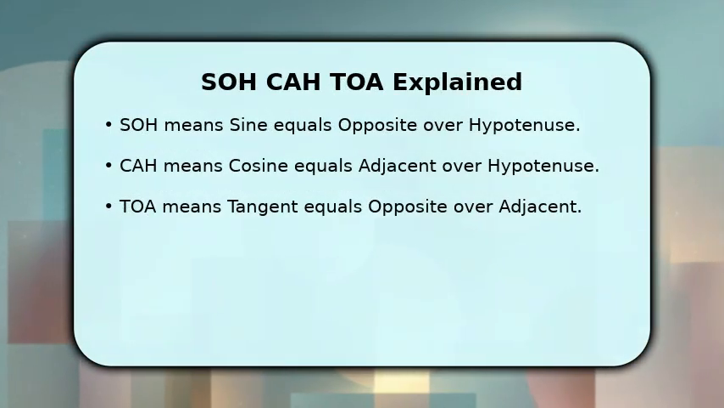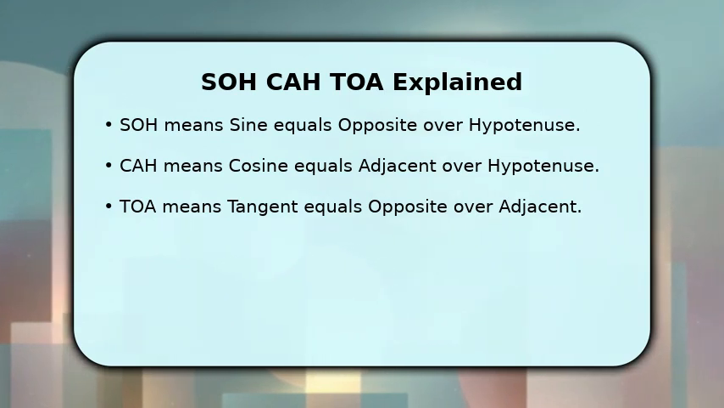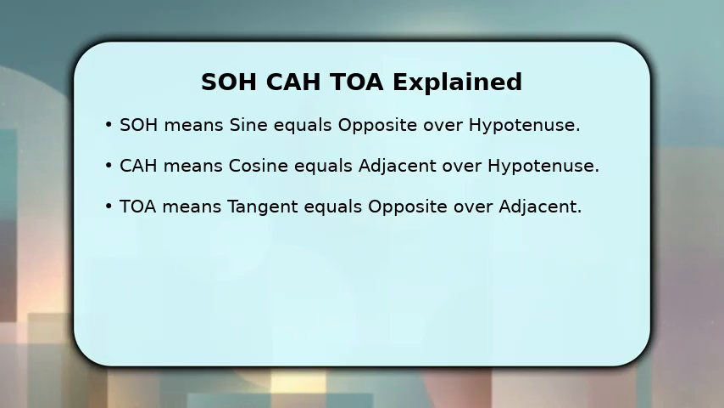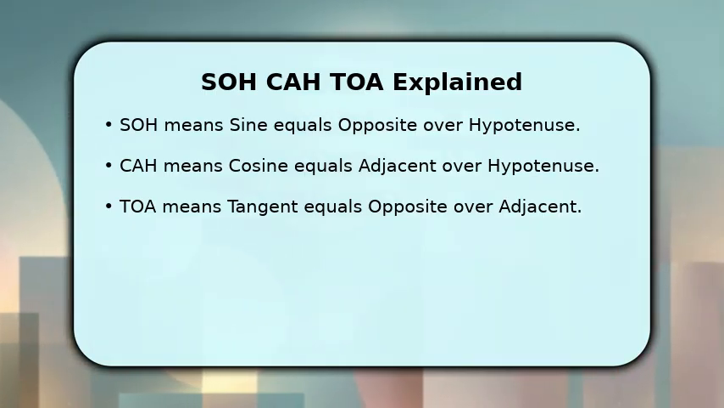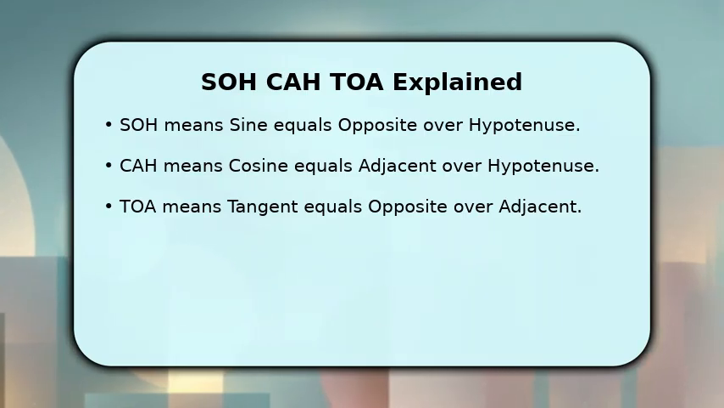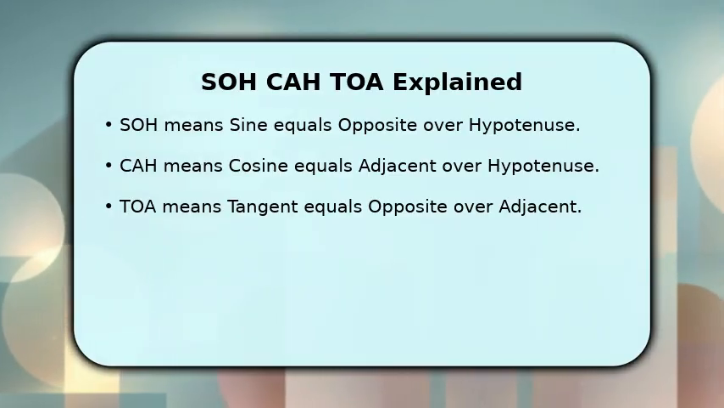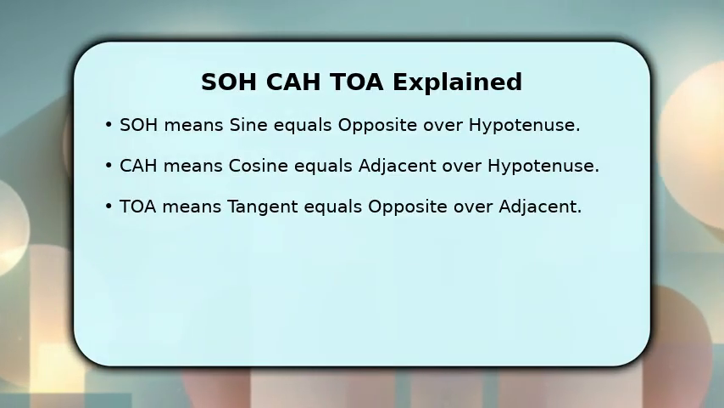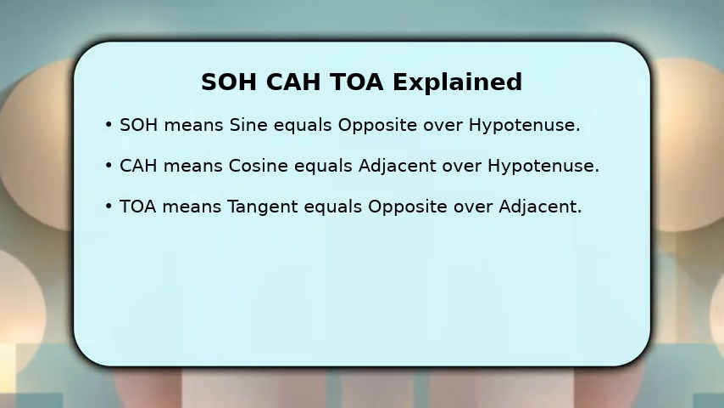Let's dive into the SOHCAHTOA mnemonic. SOH stands for sine, which is the length of the opposite side divided by the length of the hypotenuse. CAH means cosine, representing the adjacent side divided by the hypotenuse. Finally, TOA signifies tangent, calculated by dividing the opposite side by the adjacent side. This simple phrase is your key to remembering these crucial definitions.